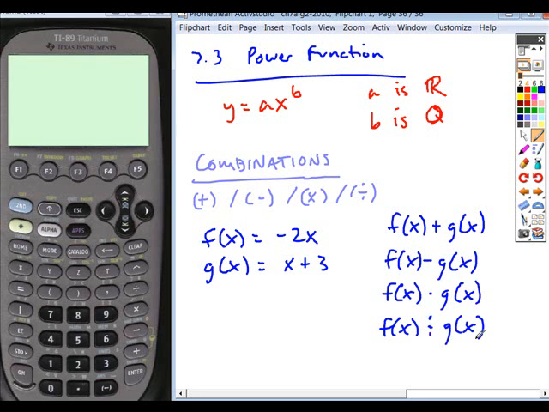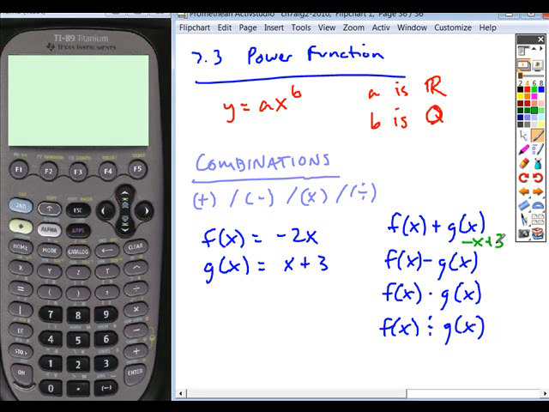You can solve these by hand. This is a pretty easy thing to do. If you were to take negative 2x plus the quantity x plus 3, can you do that mentally? What would that be? Negative x plus 3, right? So you can evaluate these mentally.